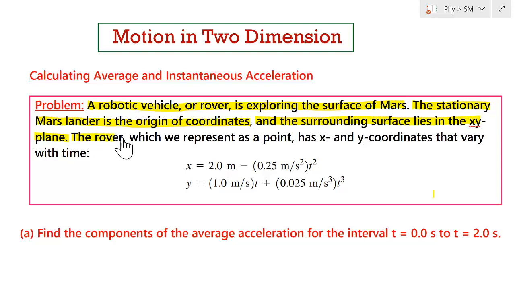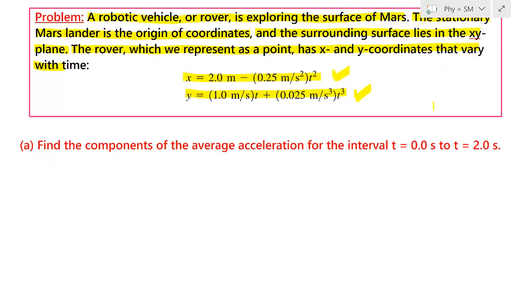Furthermore, the question says the rover, which we represent as a point, has XY coordinates that vary with time, and the X coordinate is given by this expression and the Y coordinate is given by this expression. So we have to assume that the rover is a point mass, and its X coordinate and Y coordinate are given by these two expressions, which depend upon time. So for different times you can calculate the value of X and the value of Y using these two expressions.